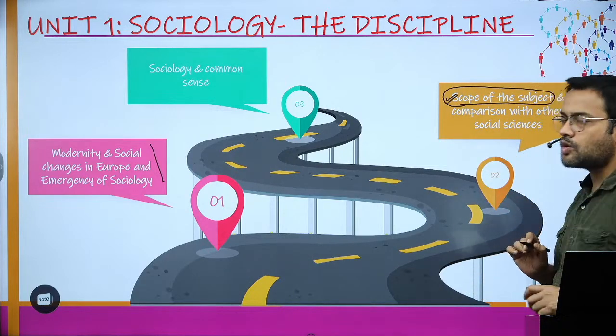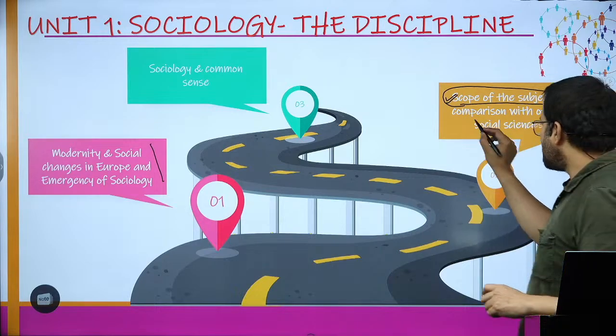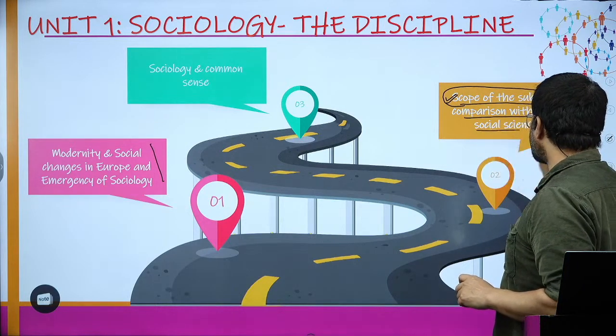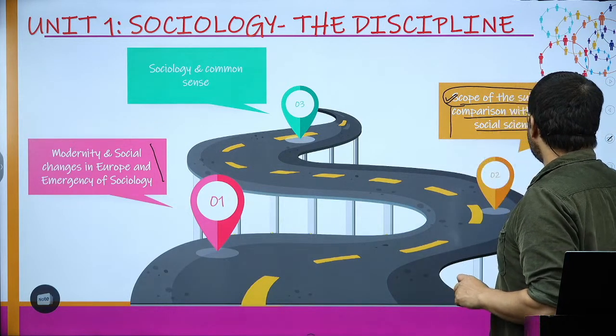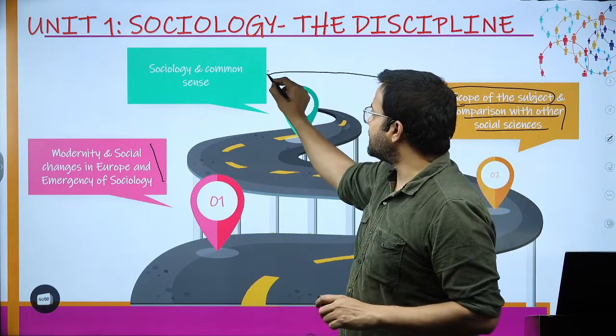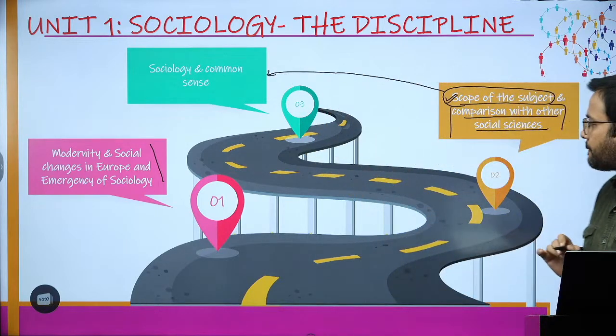That is, what is the scope of sociology. After this we'll be talking about the comparison of sociology with other social sciences, and then we'll move on to the last topic, that is sociology and common sense.